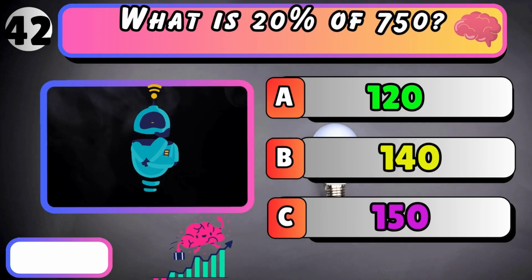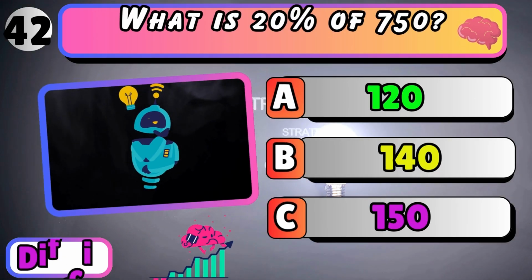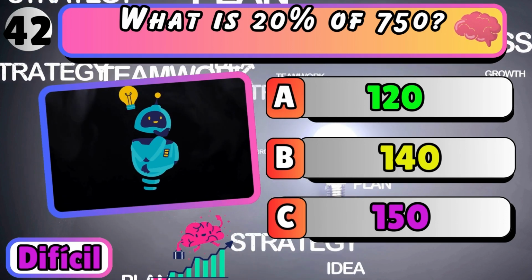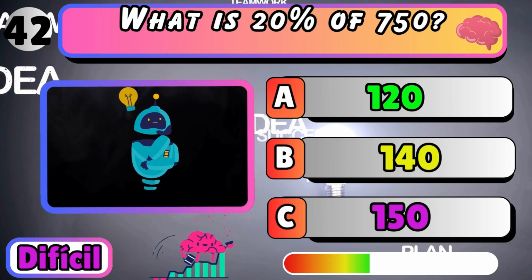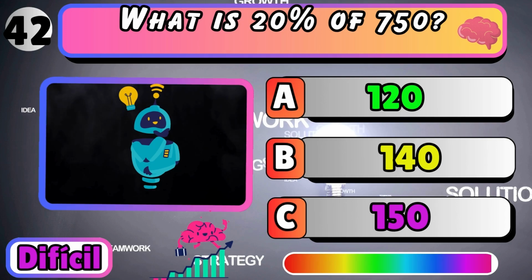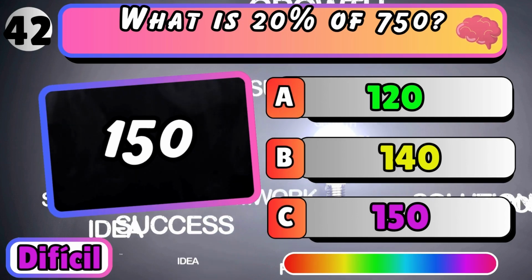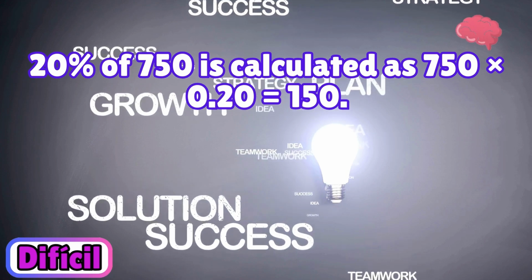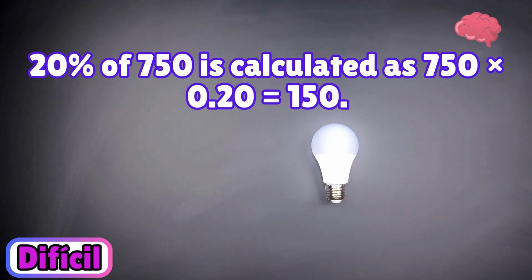What is 20% of 750? 120, 140, or 150? 150. 20% of 750 is calculated as 750 times 0.20, which is equal to 150.